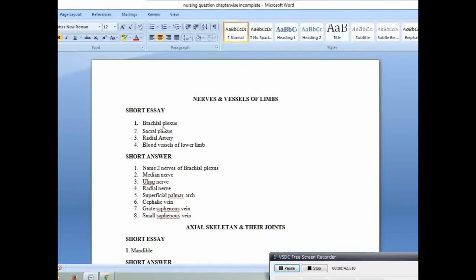Sacral plexus is formed in the sacral region by the sacral spinal nerves. You need to mention the branches of it. Radial artery is a branch of brachial artery. You need to mention about the course and branches of it.